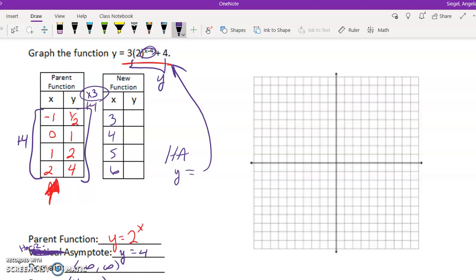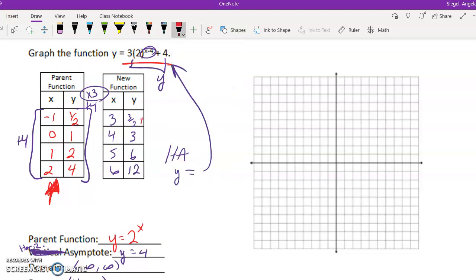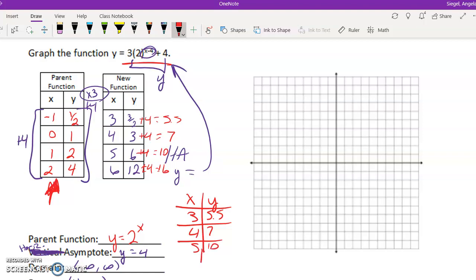But then here, I'm going to do this in two steps. So I have 3 halves. I have 3, 6, 12. And then I'll change it back. Then I'm going to add 4. Okay, so 3 halves plus 4, that's like 1.5 plus 4, so that's going to be 5.5. This is going to be 7, 10, and 16. So I'm going to clean this up a little bit because that is a mess. So 3, 5.5, 4, 7, 5, 10, and then that last one's too big anyway.